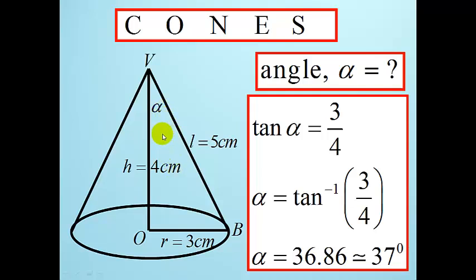Take note, because when you consider the right angle triangle VOB, you realize that all the 3 sides of the triangle are given. We have VO, that's the height of the cone, we have OB, that's the base radius of the cone, and we have VB, that's the slant height of the cone. Because all the three sides of the triangle are known, it means we can use any of the ratios, either sine, tan, or cos, and we'll be able to find the angle alpha as we've done here. Now we proceed.